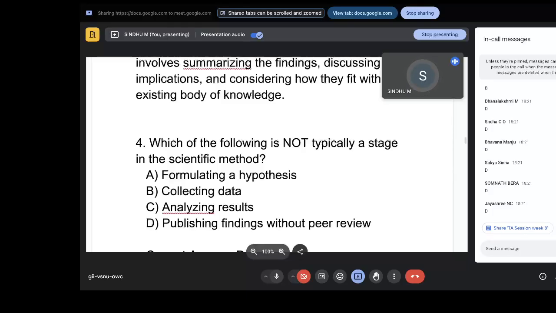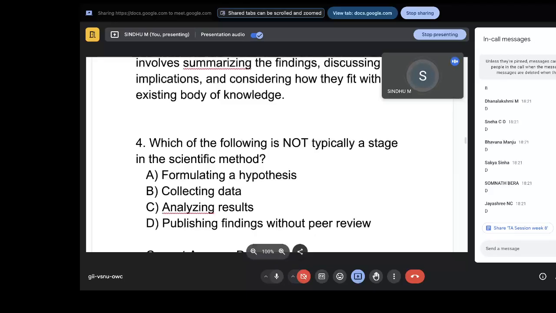Jayashri, are you there? Yes, ma'am. Can you explain why you think option D is the correct option and why the other options are not correct? Because without peer reviewing, we can't publish the findings, ma'am. We have to review the papers before we publish them.